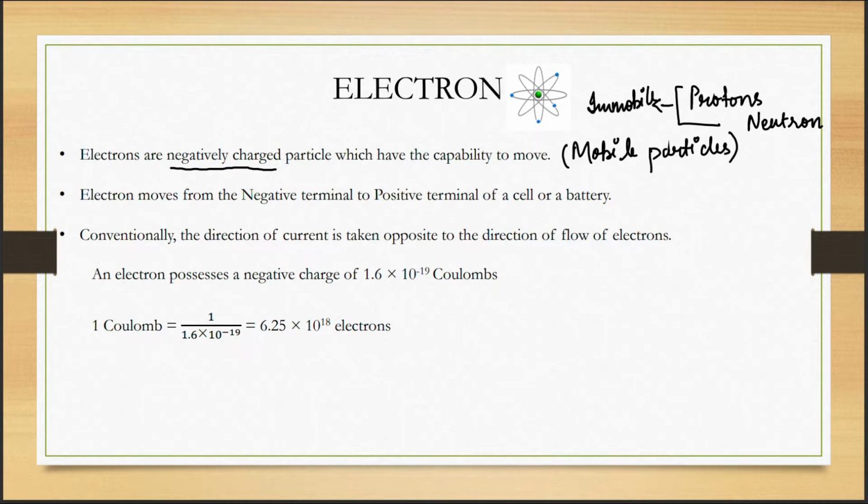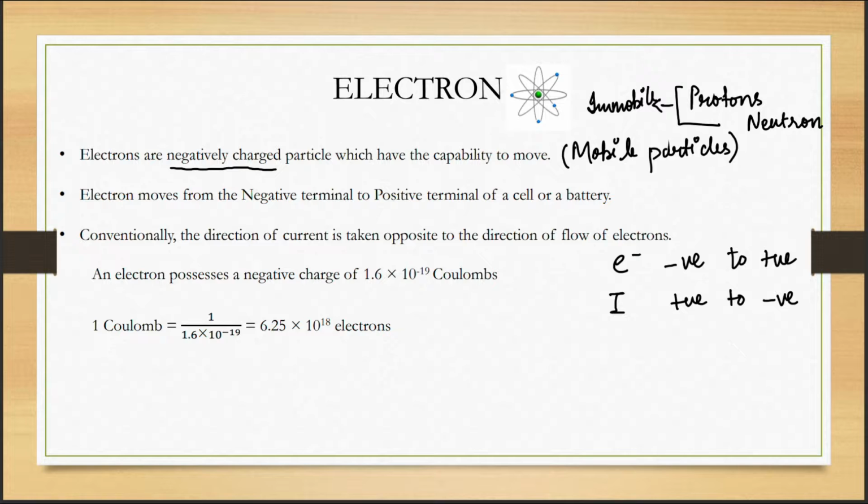Apart from that, we should also know that electron moves from the negative terminal to the positive terminal, as I have discussed in the previous slide, that obviously we should know the direction. And yes, of course, conventionally, the direction of the current is taken in the opposite direction of the flow of the electrons. So definitely, if the electron is moving from negative to the positive terminal, current will flow from the positive terminal to the negative terminal of the battery source. So we have already discussed it.